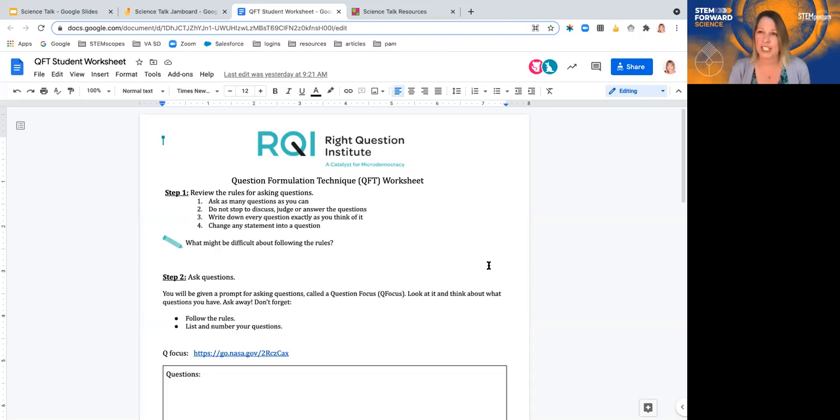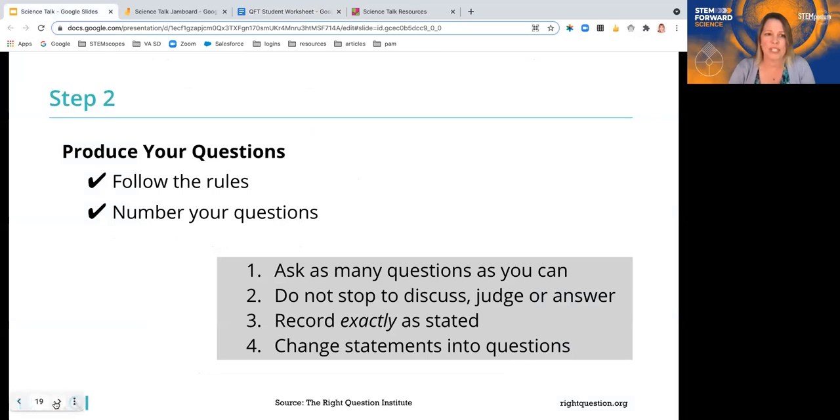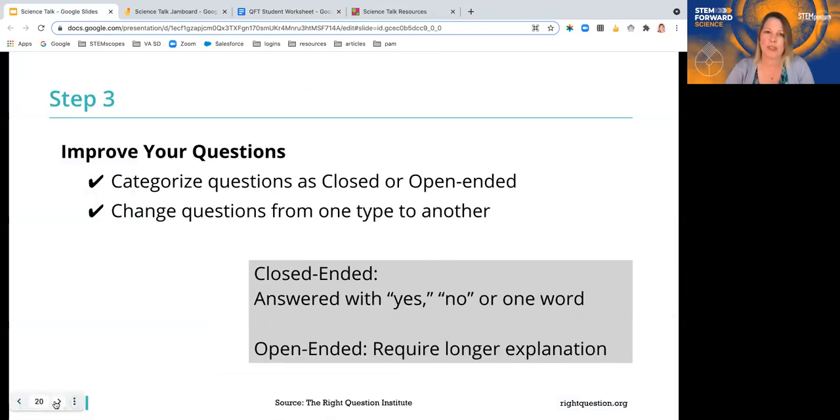So we are going to ask you to do that, to ask the questions. And then just for the sake of time, we don't want to keep bringing you back and forth out of breakout rooms. And so the second thing that we're going to have you do is step 3, where you categorize those questions as closed or open-ended. One is not better than the other. They both just serve a different purpose.